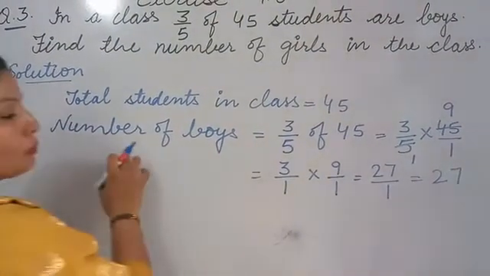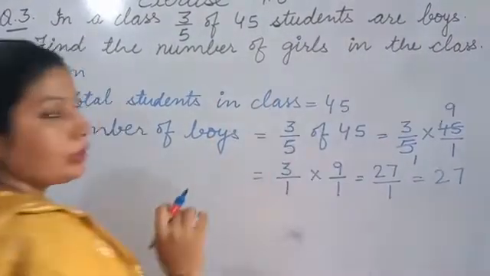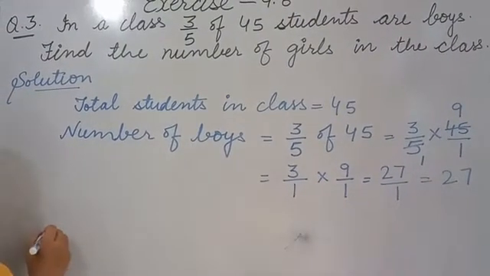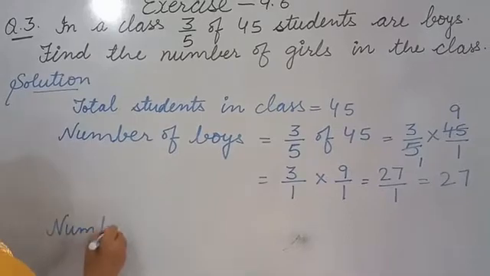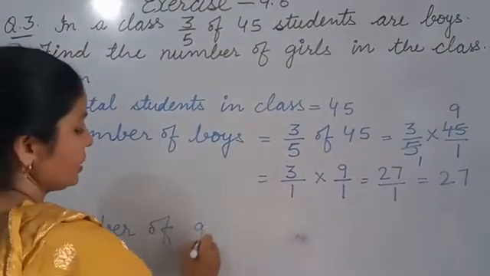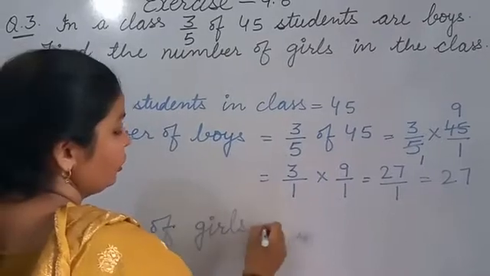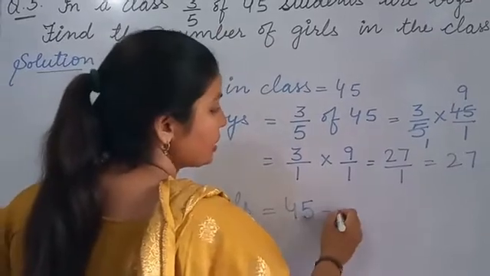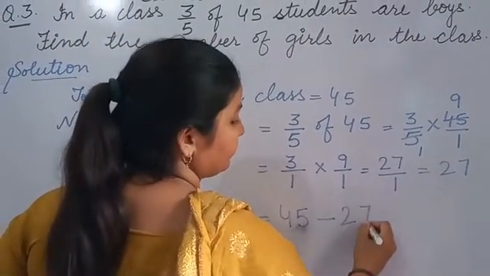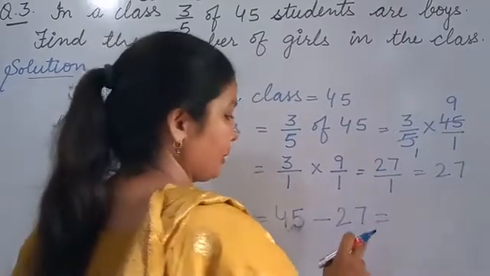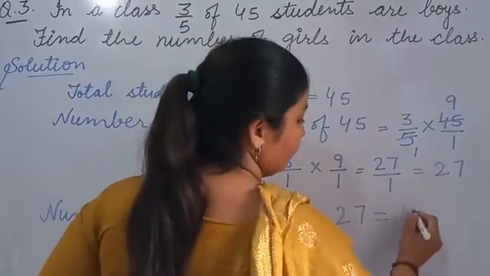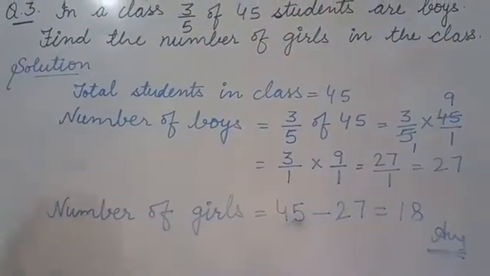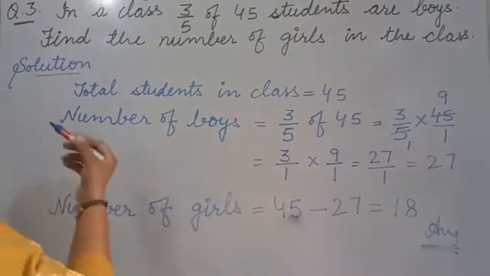If now we know the number of boys also, we know the total students. So now we can find number of girls. Total minus boys. So now number of girls equals to total students. Total is 45 minus boys 27. Now 45 minus 27, what you get? 18. So now 18 is your answer. Number of girls are 18. Okay, that's your answer. ये भी यहाँ पे सिर्फ आपसे ये पूछा था find the number of girls.